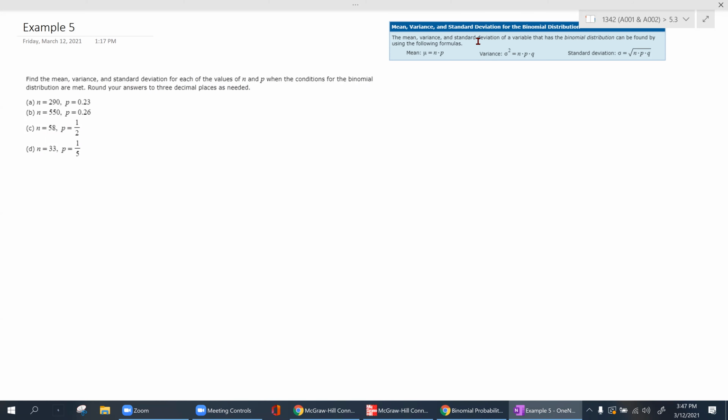If we notice here on our top right, the mean, just my mu, is going to be n times p. All I'm going to be doing is multiplying those two together. Your variance, sigma squared, is equal to n times p times q. Or if you want everything in terms of p, it'll be n times p times 1 minus p. The standard deviation is just the square root of that, so n times p times q, which is n times p times 1 minus p.